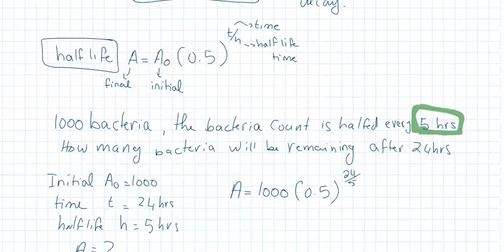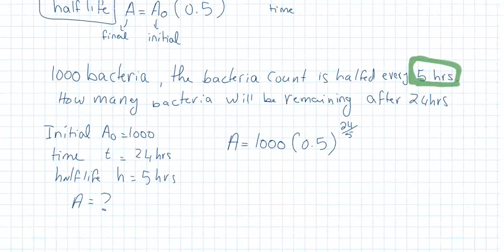So it looks like there's about 36. Okay, so this is an example of half-life. And the other formula that we're also going to look at, so far we looked at the two rate formulas, the decay and the growth. We're looking at the half-life.